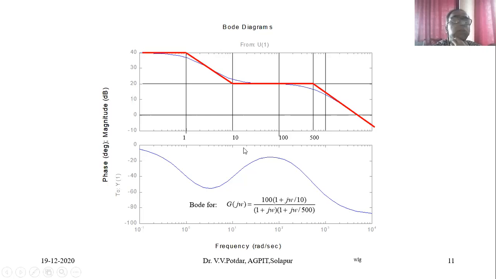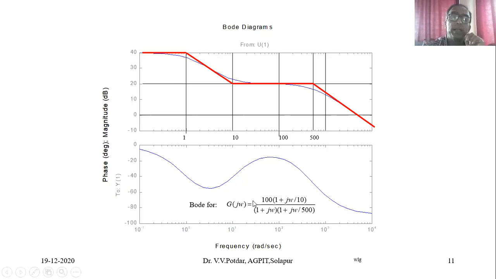You can refer to those videos. The procedure is very simple. It is a matter of patient listening and observing. Follow these videos and practice these plots for a variety of factors, right? And learn how to plot the magnitude plot and phase angle plot.